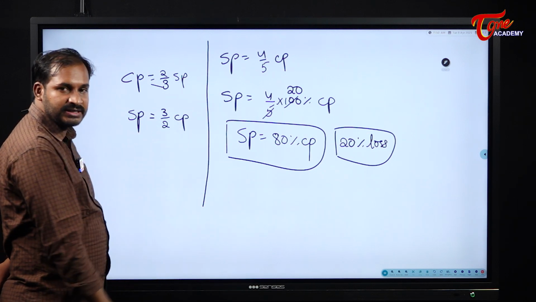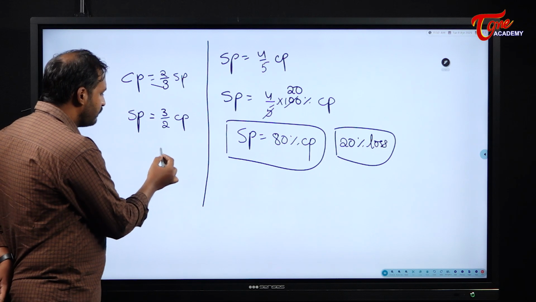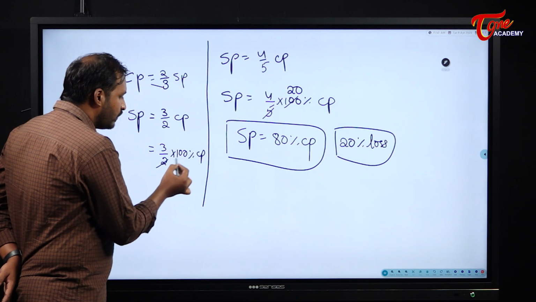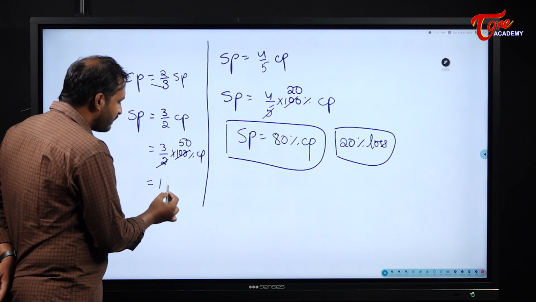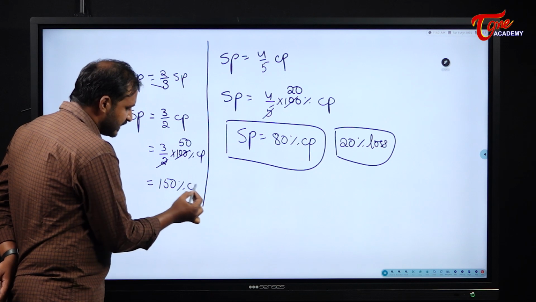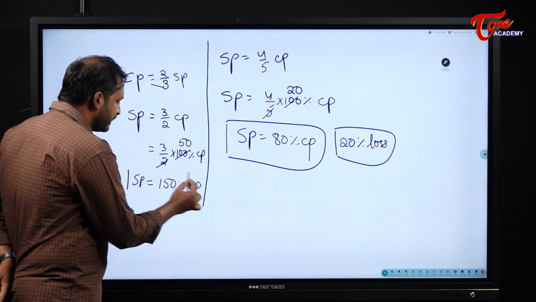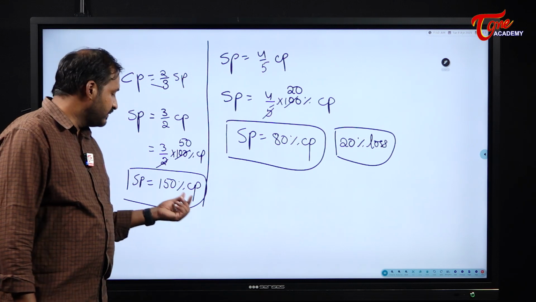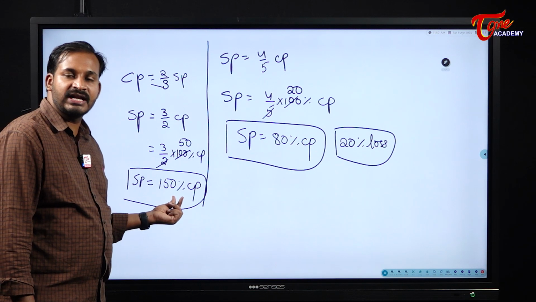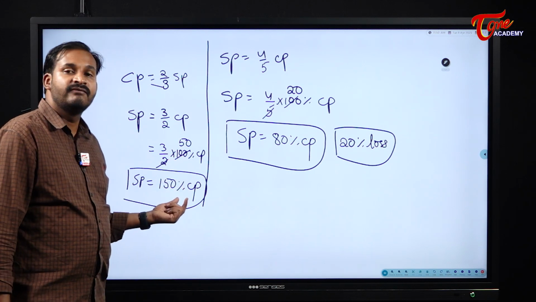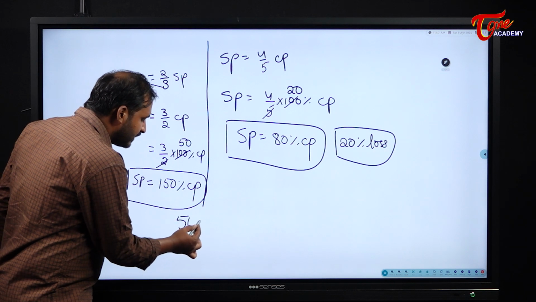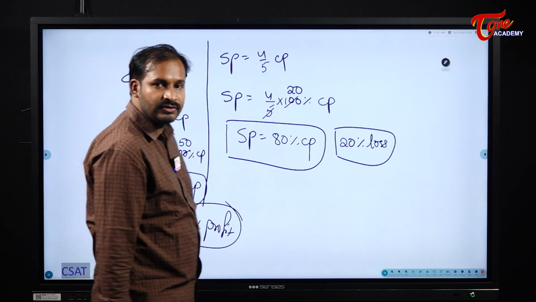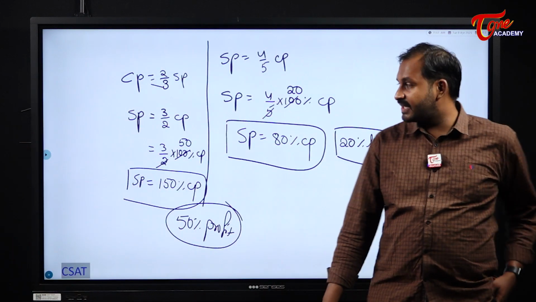Now you can tell whether it is profit or loss by converting it into percentage. What will you do? 3 by 2 into 100 percentage of CP. 2 ones are 2, 2 50s are 100. So this will become 150% of CP. SP is equal to 150% of CP. Now tell me whether it is profit or loss. Check whether this is greater than 100 or less than 100. Greater than 100. Greater than 100 by how much? 50. So what can I say here? 50% profit.